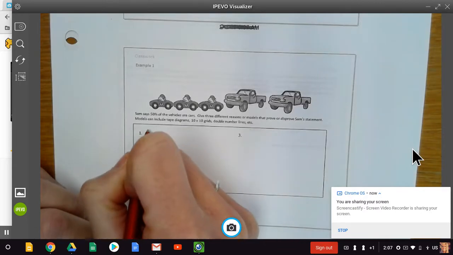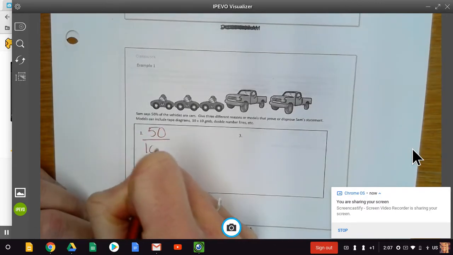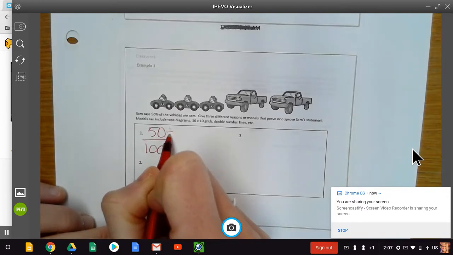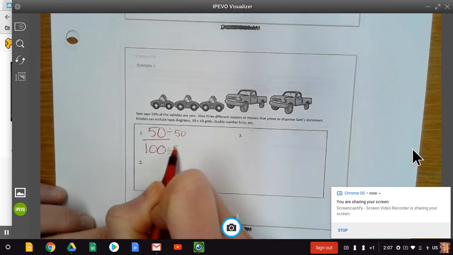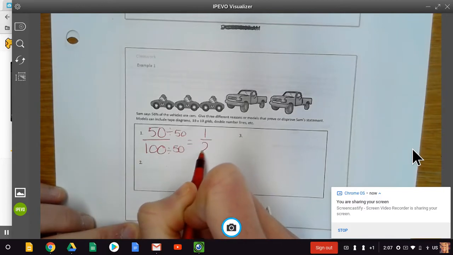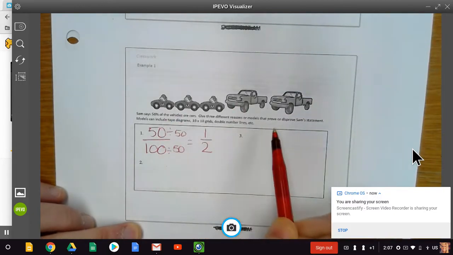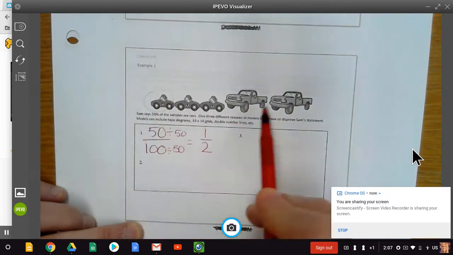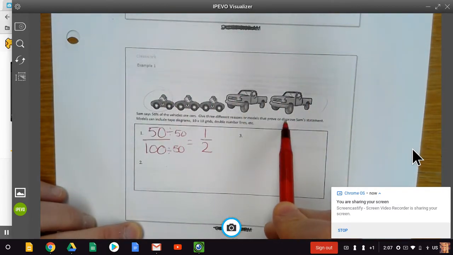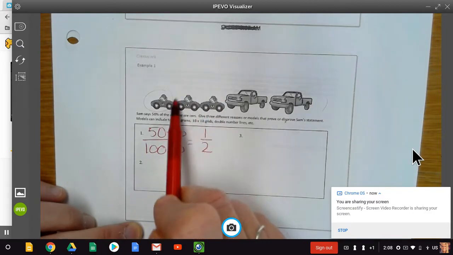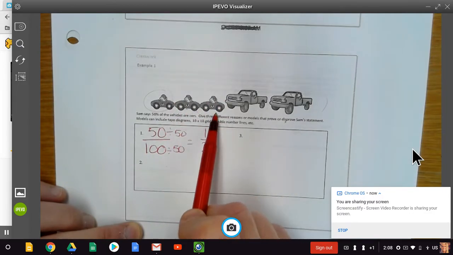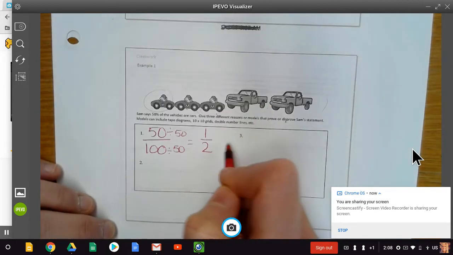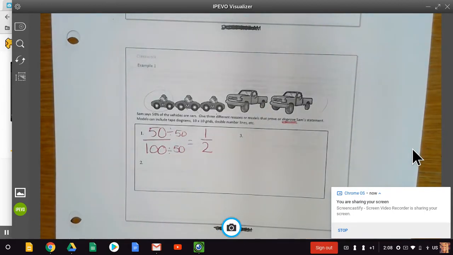So if we take 50% and put it over 100, we can scale this down. We can divide both by 50, which gives us 1 to 2. That would mean 1 for every 2 trucks is a car. Now, if you can see here, I have 1 car for 2 trucks, and then I don't have 2 more trucks for this one. So 1/2 is not the correct answer. This is one way to disprove Sam's statement.